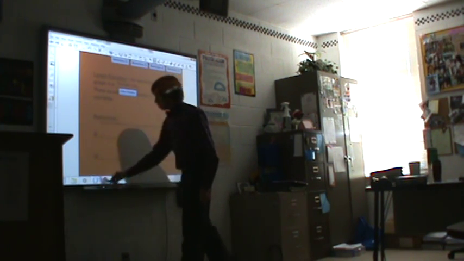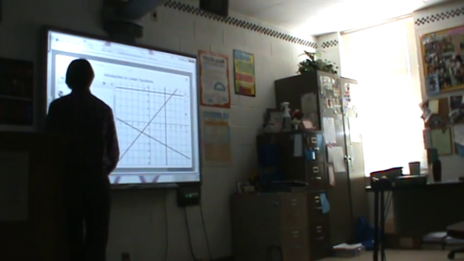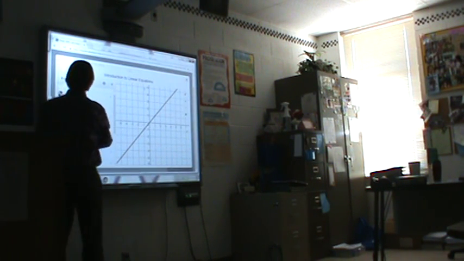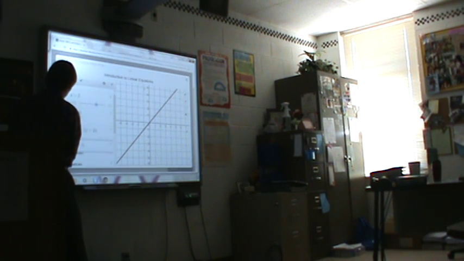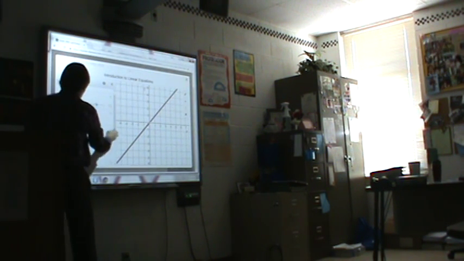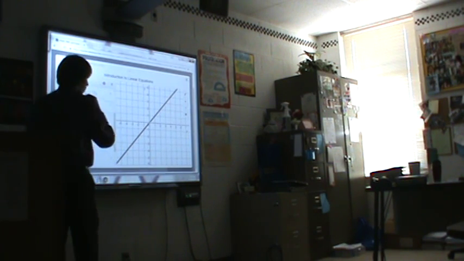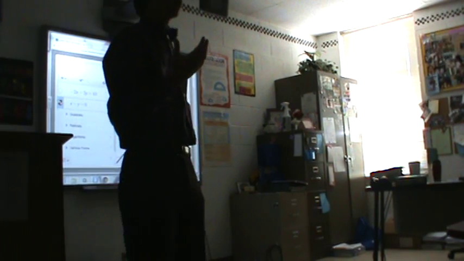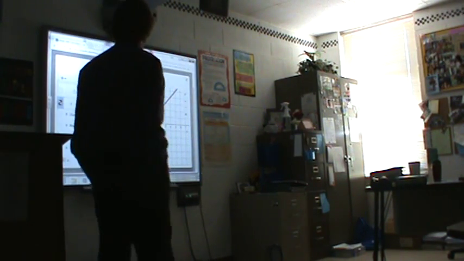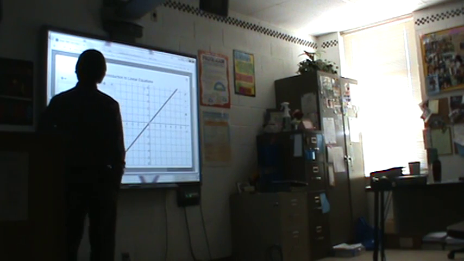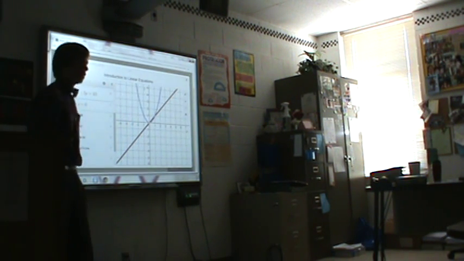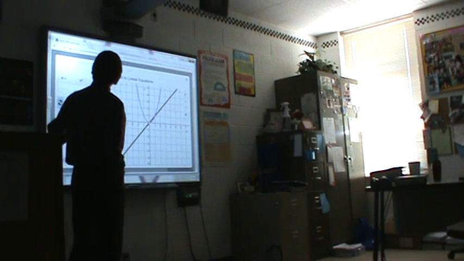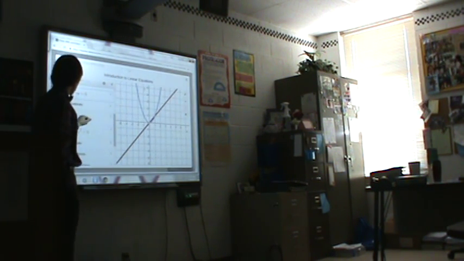Alright, going back to the presentation then. So now, in your notes, the next thing that we'll go over is the restrictions which an equation must have to be linear. Is this line linear? No. It's not a straight line. The equation of this, which is here, this blue equation, is not linear.